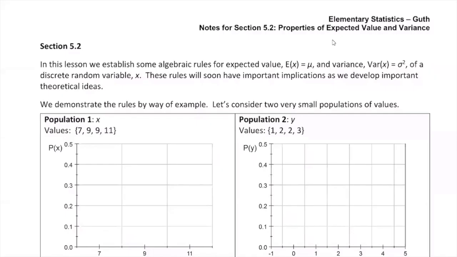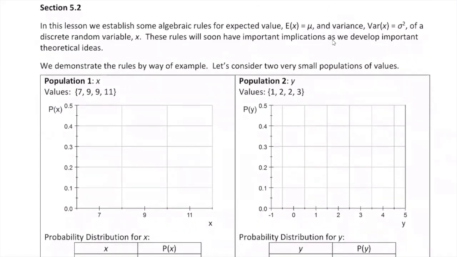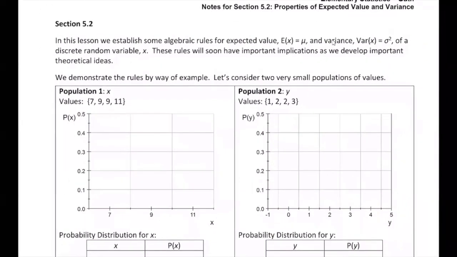Okay, so this is section 5.2. We've already learned about expected value, which is the mean, and variance, which is the square of the standard deviation of a probability distribution. Again, a probability distribution is where you associate a probability to every possible outcome of a random variable. Okay, so just real quick, I've got two populations.